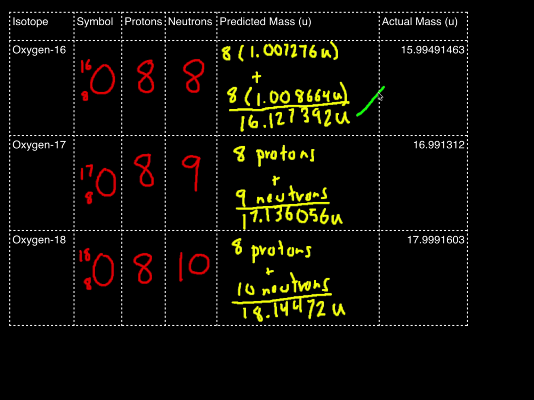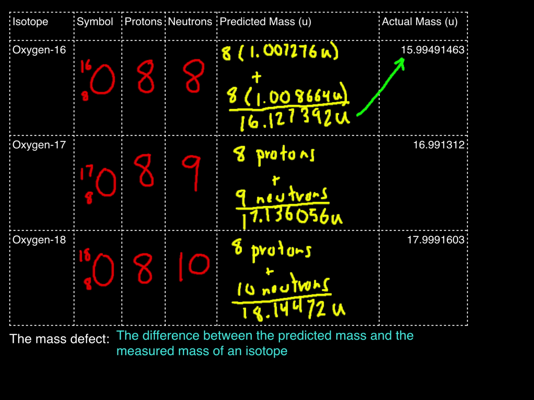While the predicted mass for oxygen 16 is 16.127392, the actual mass is 15.99491463. In each case, when you compare the predicted mass to the actual mass, we find that there is some small amount of missing mass. This missing mass is referred to as the mass defect. It's the difference between the predicted mass and the measured mass of an isotope. We write this as delta M, or change in mass, and this is the theoretical mass, or the predicted mass, minus the measured mass for an isotope.